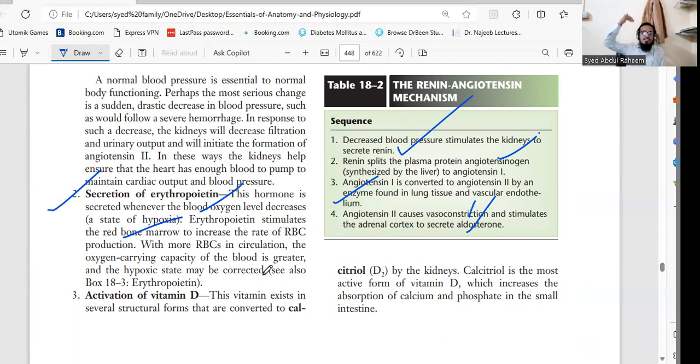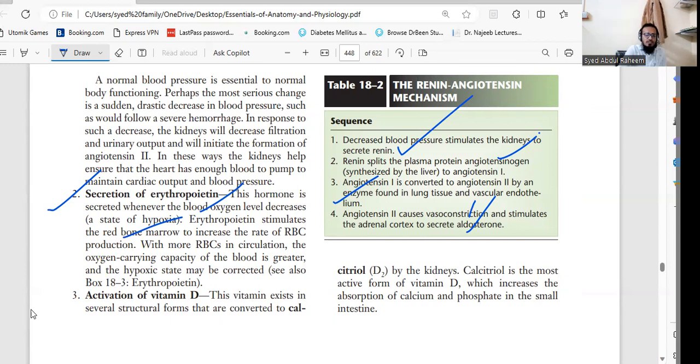So if kidney disease is there, what will happen? Erythropoietin is decreased. So the production of RBC will also decrease, because erythropoietin is not stimulating the red bone marrow. So the production of RBC is also reduced. So the first function is to maintain blood pressure. The second is to produce blood cells.